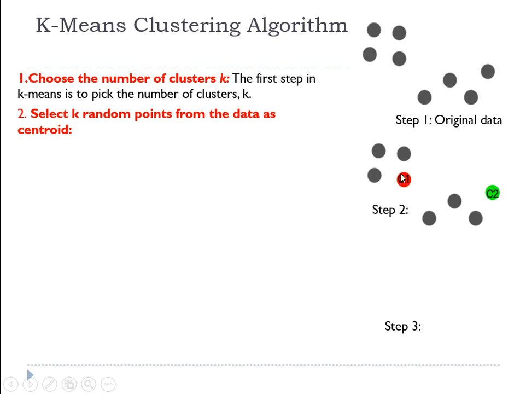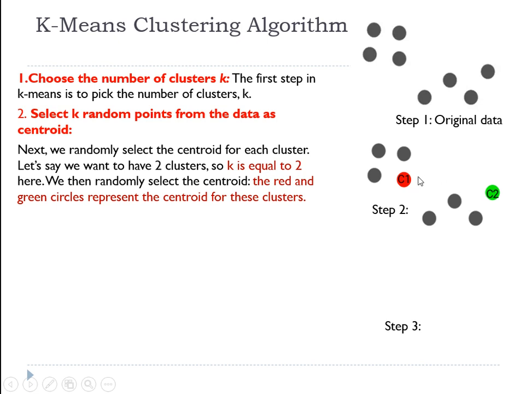The only thing is in step 2, now I am defining the centroid. So I have randomly selected the centroids. I have taken 2 centroids because in the first step I have chosen k as 2. Every cluster will have one centroid, which should be the center of the cluster at the end. So we have chosen different colors to differentiate between the 2 clusters.